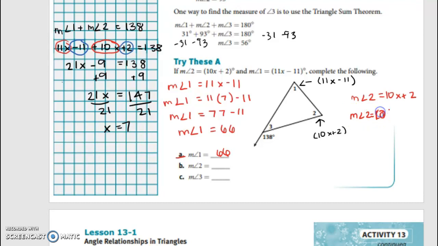Equals 10 times 7 plus 2. Measurement of angle 2 equals 70 plus 2. Measurement of angle 2 equals 72 degrees.